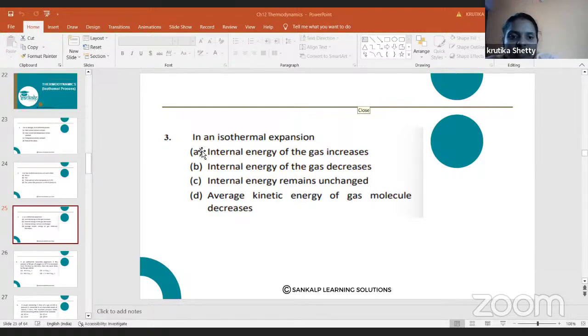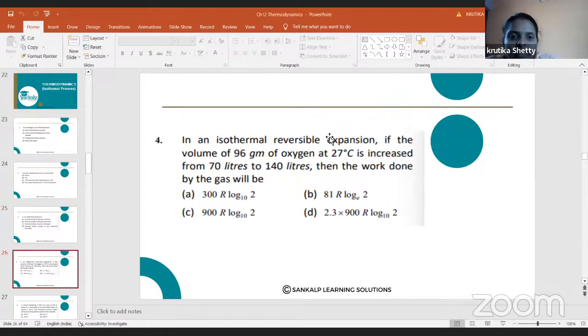Next question. Here solving is there. In an isothermal reversible expansion, the volume of 96 gram of oxygen at 27 degrees Celsius is increased from 70 liter to 140 liter. So the volumes are given, V1 and V2, and the temperature is also given. Then the work done by the gas will be. So let us solve this.